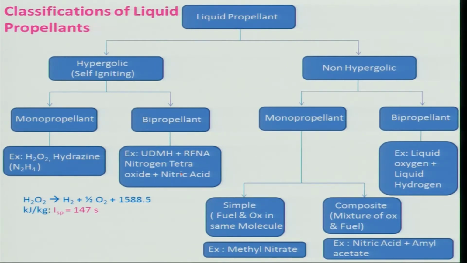The monopropellant, if you look at it, can again be divided into two categories when we are discussing non-hypergolic propellant. One is simple, where fuel and oxidizer are in the same molecule, for example, methyl nitrate, right. Methyl nitrate is very, very explosive. What will be its detonation velocity? It will be something like 8,000 meters per second. It is quite a high value, right. Methyl nitrate is very easy to make. Of course, it is simple, but it is very dangerous.